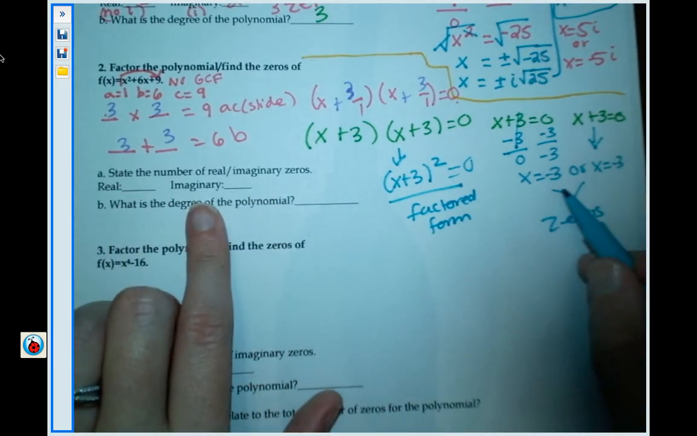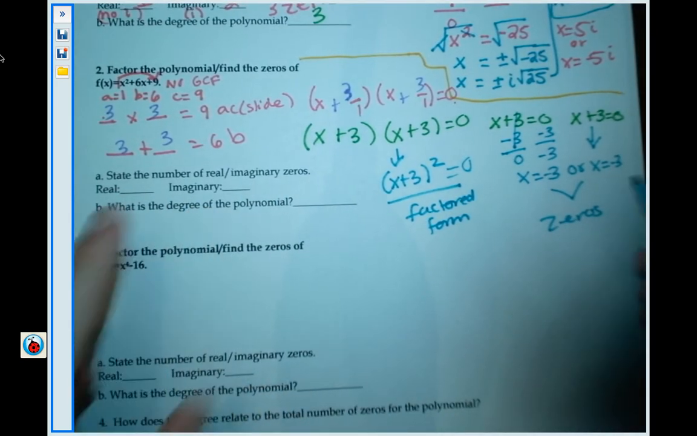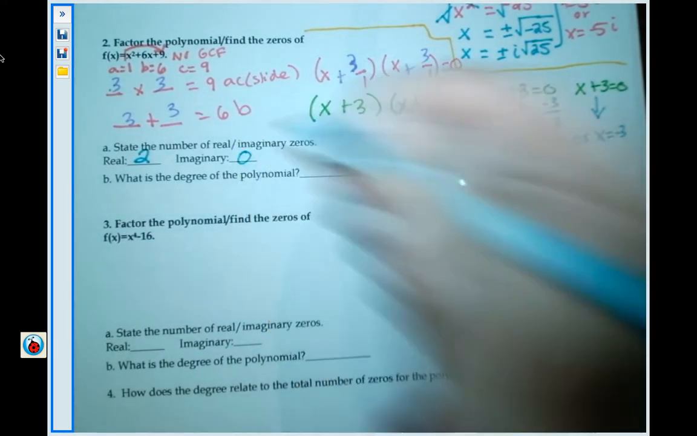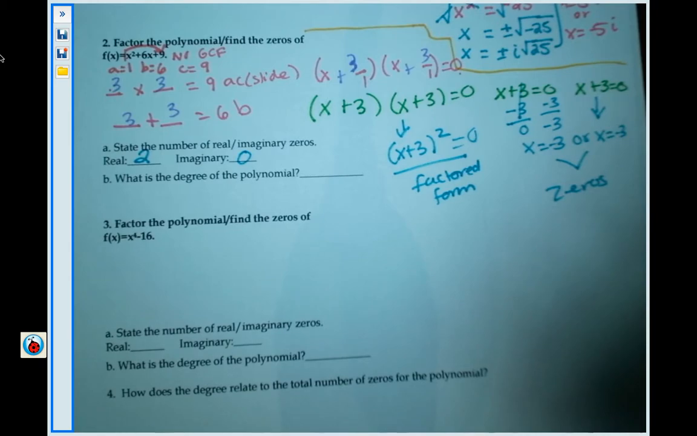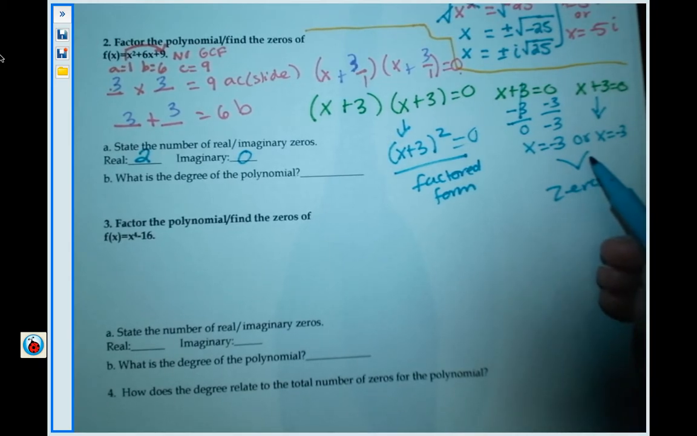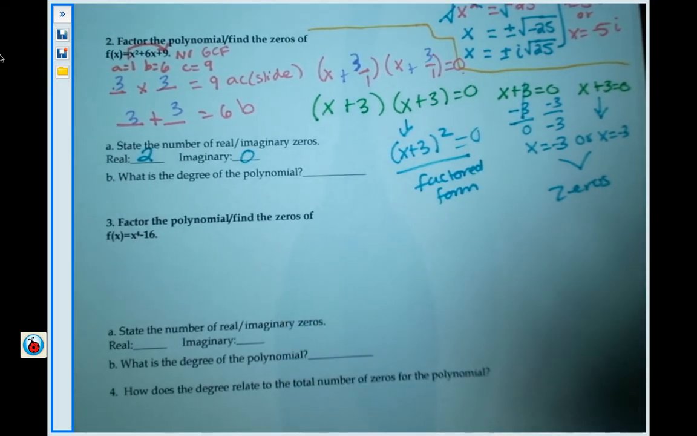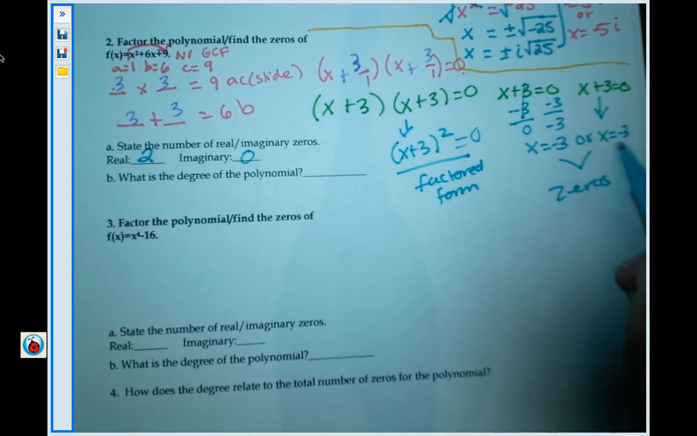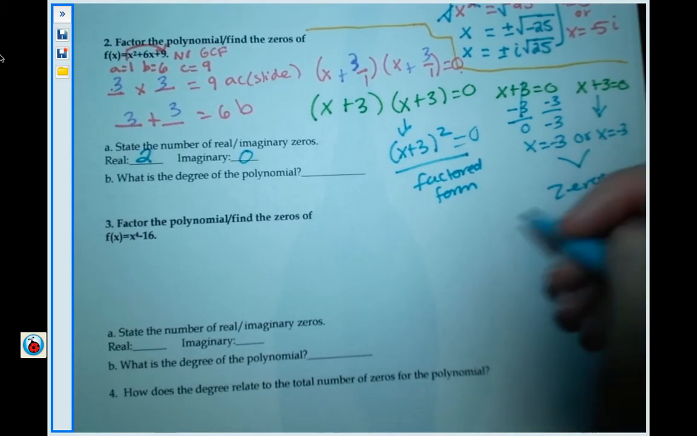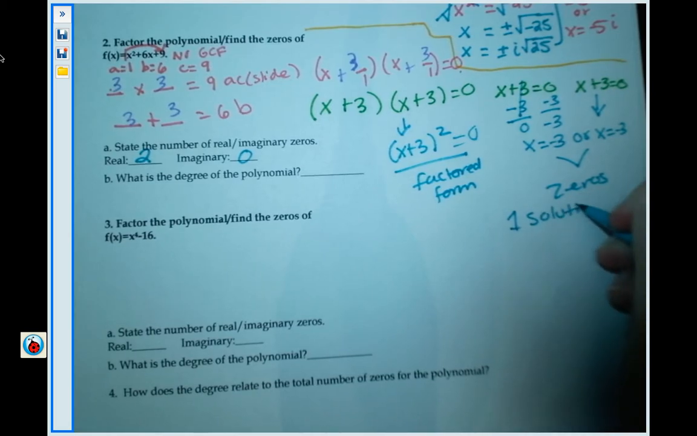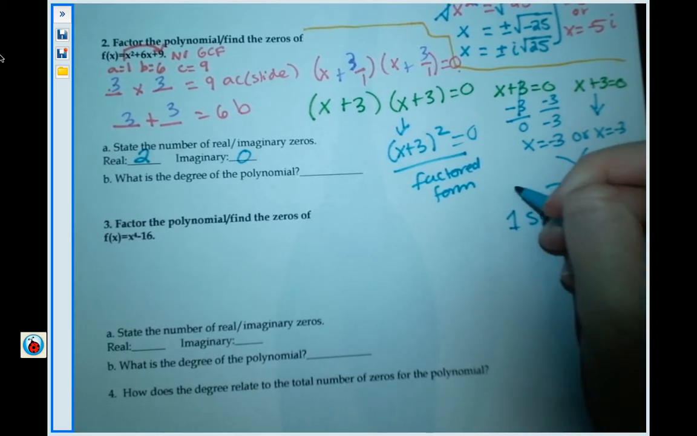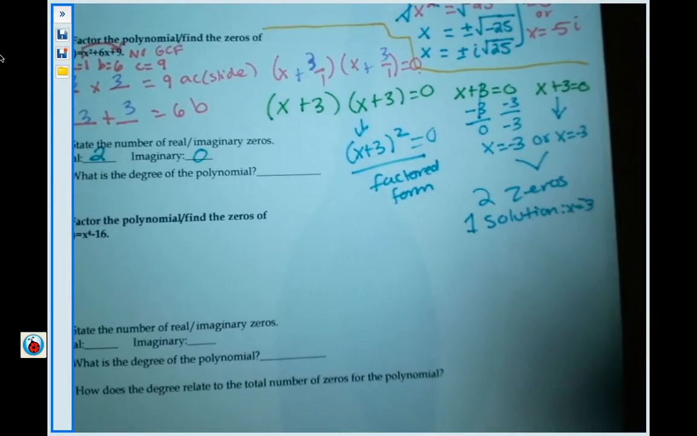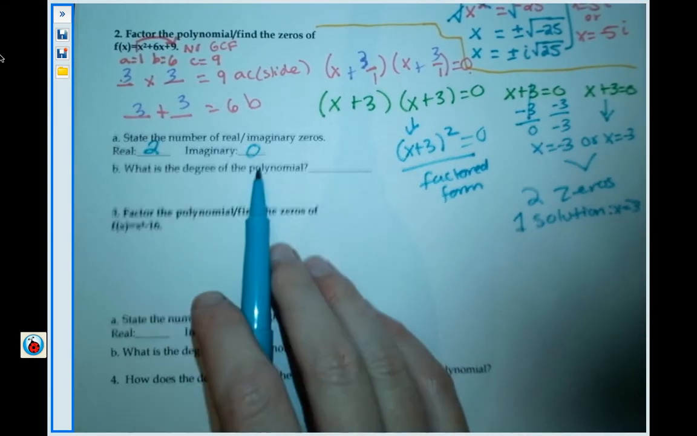Since these don't have i's with them, they are both real. So I have 2 real. I didn't get any answers with i's in them, so I have 0 imaginary zeros. Okay? Now, be careful, you guys. There are 2 zeros, but only 1 solution. Solution means how many different answers did you get? We only got 1 different answer. I only got x to be negative 3. So there's 1 solution, which is x equals negative 3, but there are 2 zeros. So be careful. There is a difference. So there are 2 real, 0 imaginary.